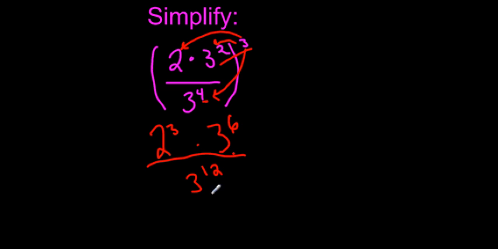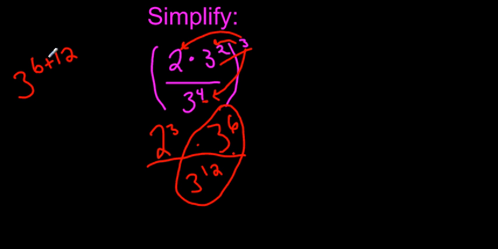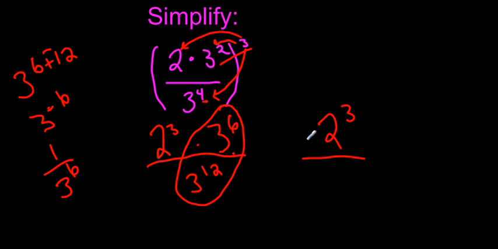That looks pretty good. I did a great job of distributing that 3 through, but now I have like bases right here and a division, so I can go ahead and subtract. I'm going to go off to the side and think about that as 3 to the 6 minus 12, which gives me 3 to the negative 6. So 3 to the negative 6 is the same as 1 over 3 to the 6, so it's just going to go in my denominator, 3 to the 6th power, with 2 to the 3rd on top.